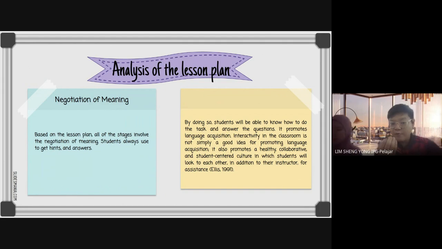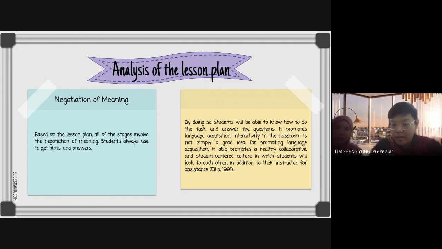In this case, it promotes language acquisition because the students are interacting, and in interacting they will learn the language and pick it up within the period. And this is also a good idea. It also promotes a healthy, collaborative and student-centered culture because students will want to go and talk to their classmates and to practice their language.